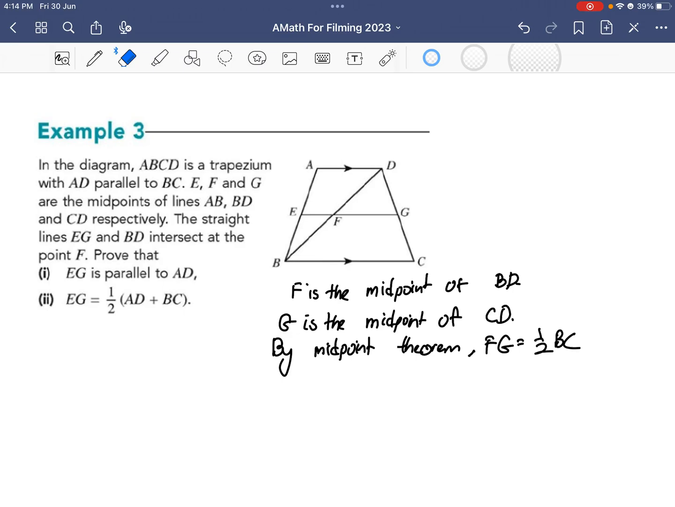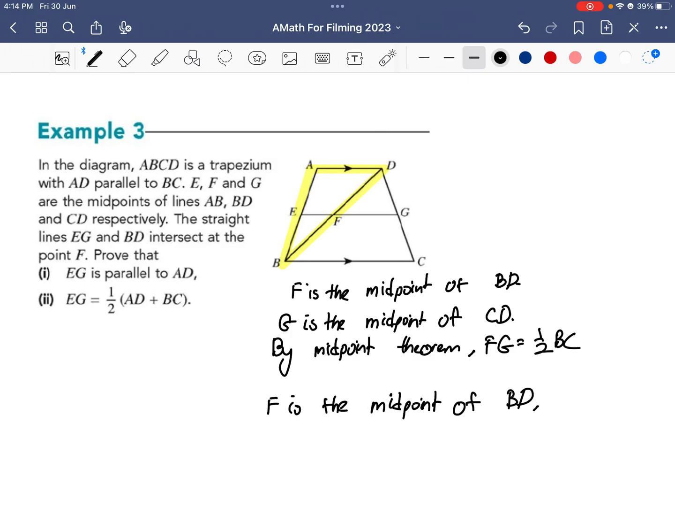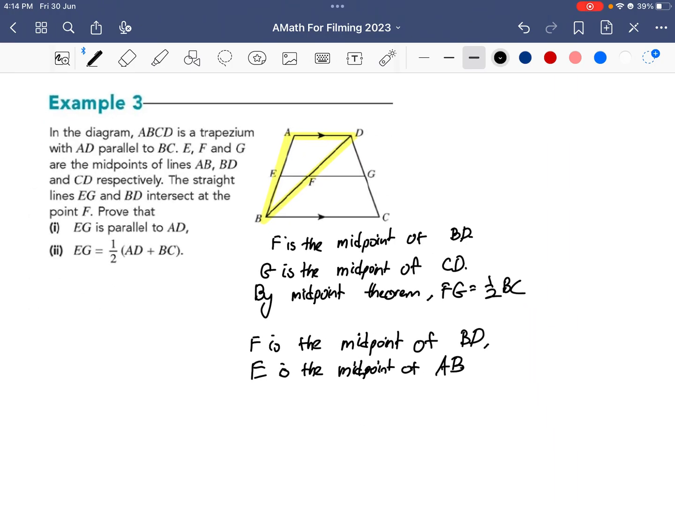So now the other triangle that we can use is ABD. ABD was the one that we already used in part 1 itself, which is this triangle here. For this triangle, I will say the same thing again. F is the midpoint of BD, E is the midpoint of AB. So by midpoint theorem, you have to state that, we can say that EF is equal to half of AD.